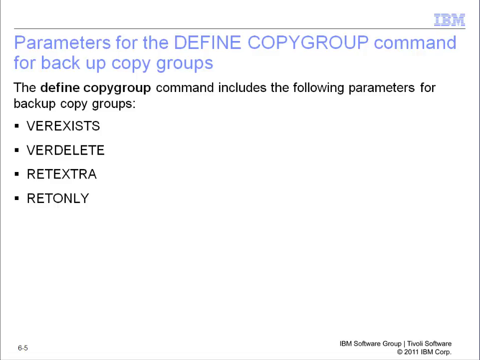An active version is the latest copy. Inactive was what you backed up previously. The default value is 30 days. That means you'll retain your active copy and the last inactive copy for 30 days, as long as the file is still on the client system.